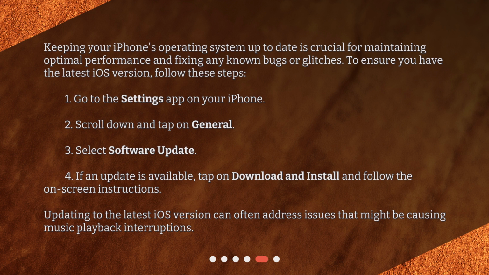1. Go to the Settings app on your iPhone. 2. Scroll down and tap on General. 3. Select Software Update. 4. If an update is available, tap on Download and install and follow the on-screen instructions. Updating to the latest iOS version can often address issues that might be causing music playback interruptions.